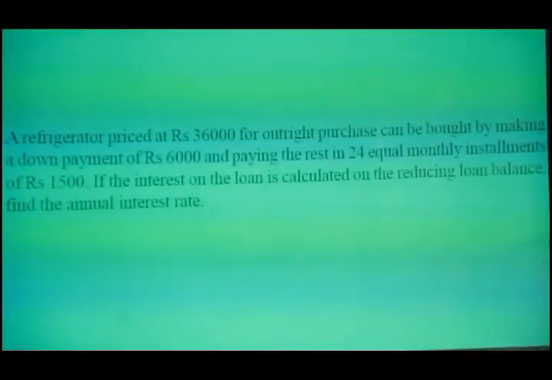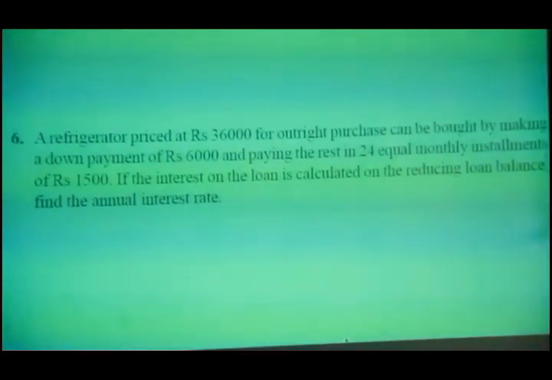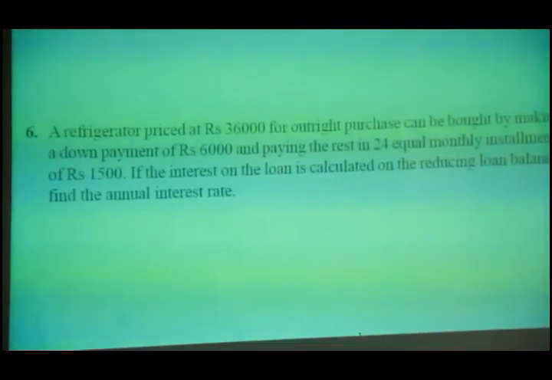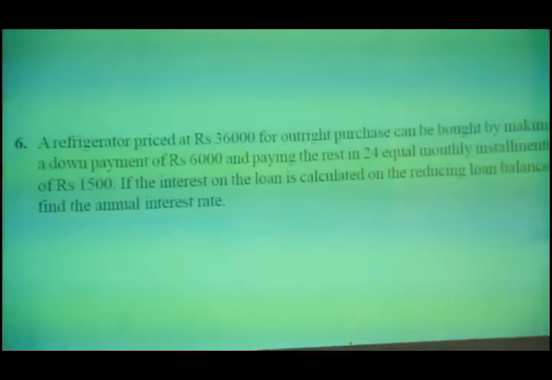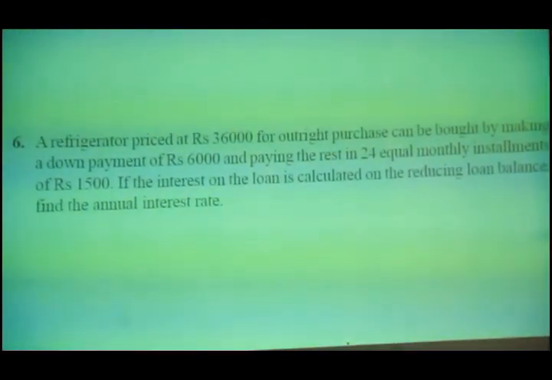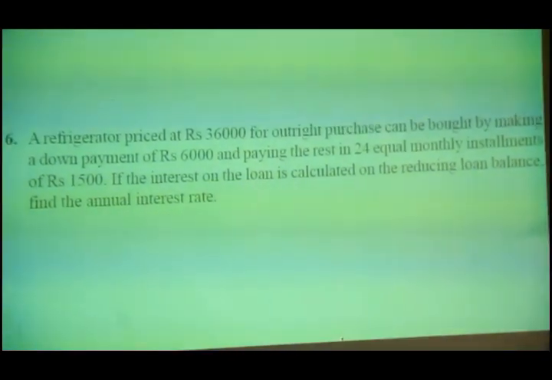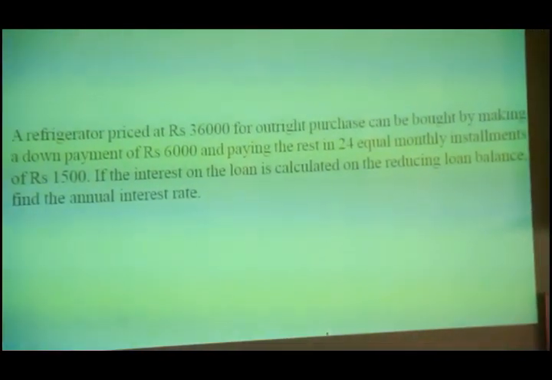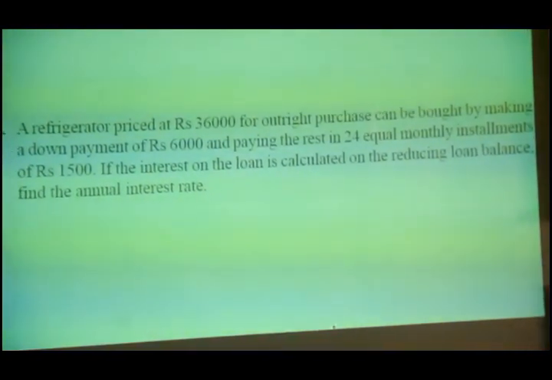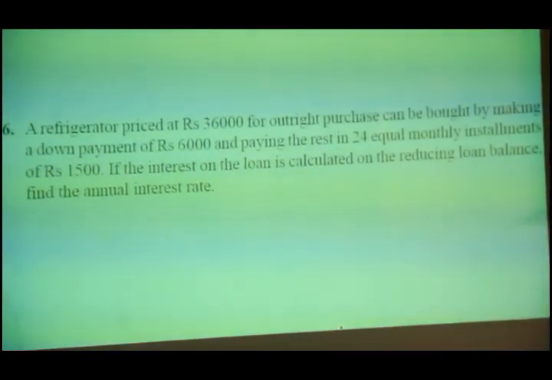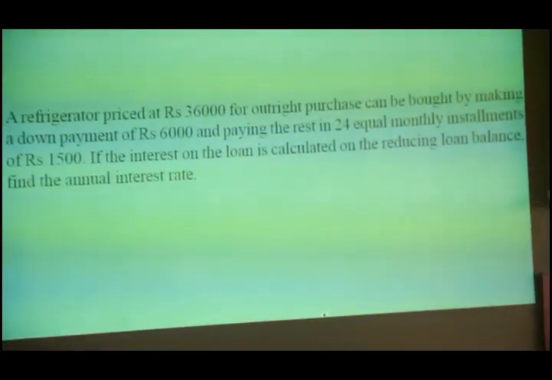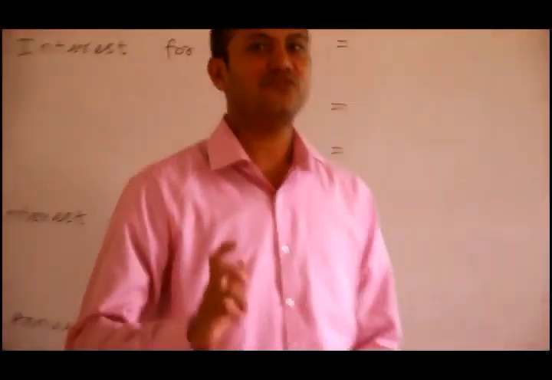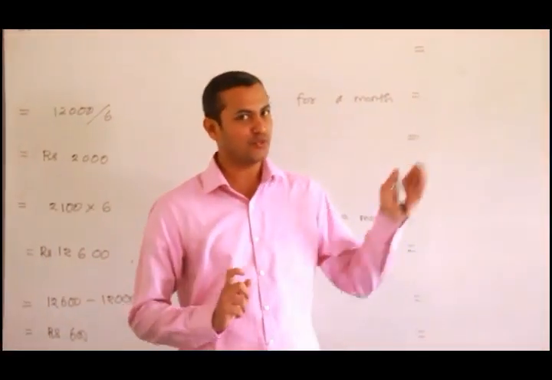A refrigerator priced at rupees 36,000 for outright purchase can be bought by making a down payment of rupees 6,000 and paying the rest in 24 equal monthly installments of rupees 1,500. If the interest on the loan is calculated on the reducing loan balance, find the annual interest rate. The question is to find what? The annual interest rate. Alright. Now, we are going to follow these 8 steps to get the answer. See whether you can understand.